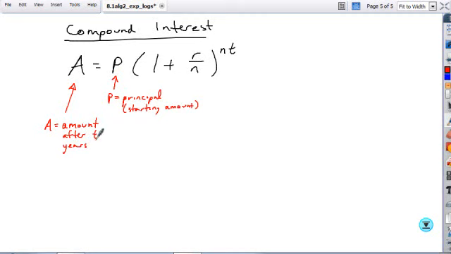Okay, this is number 1, so plus. And then the R divided by N is basically your interest rate. Okay, so R is the rate. Okay, and this is going to be in decimal form. And then N is going to be the number of times the amount is compounded.